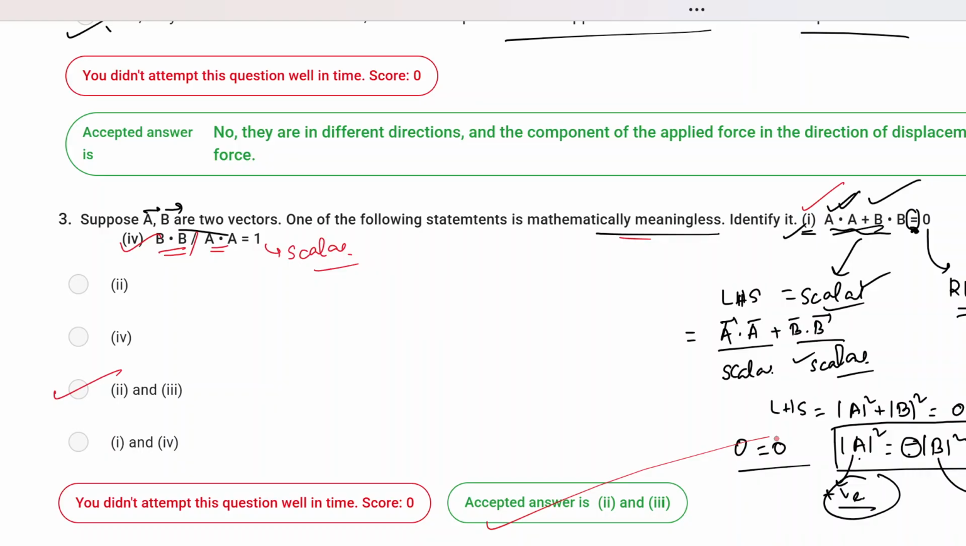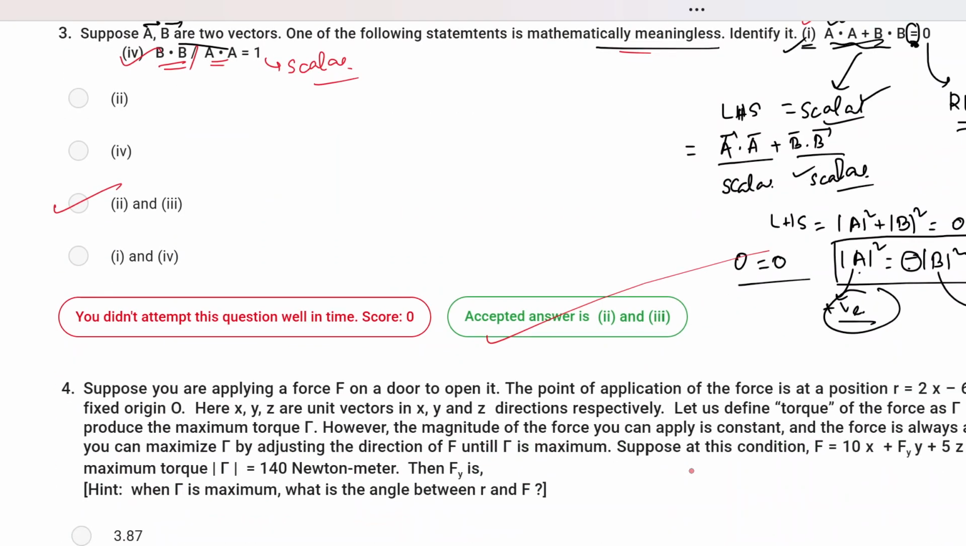So this is how you decide whether this is mathematically making any sense, by looking at both sides of the equal to sign, and you decide whether both are scalars or both are vectors. Otherwise they cannot be equated. Okay, so this was also a pretty conceptual question. Then we move on to some actual mathematical calculations. That is our question number 4.